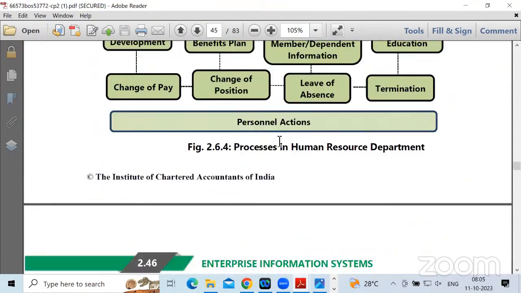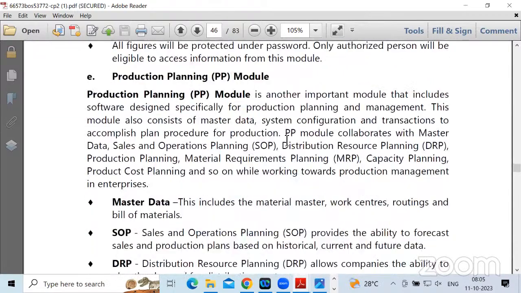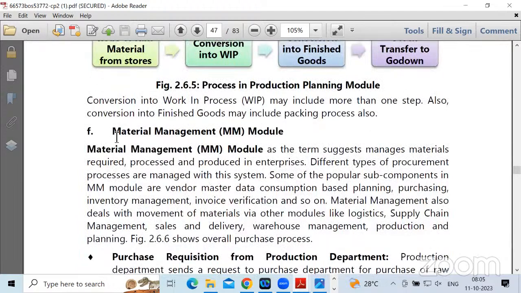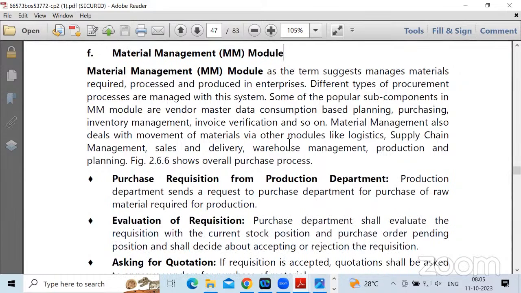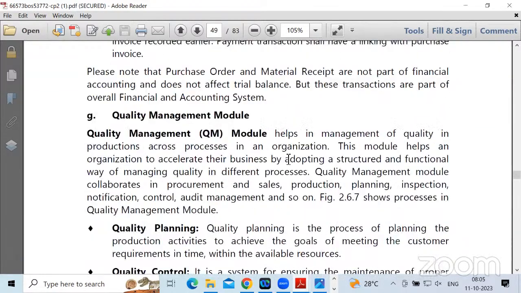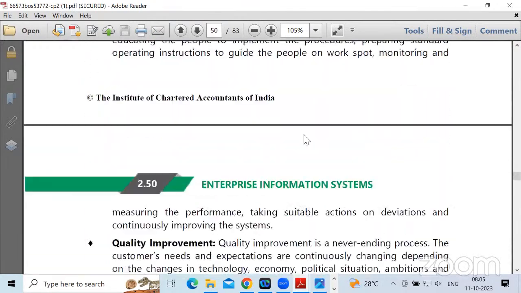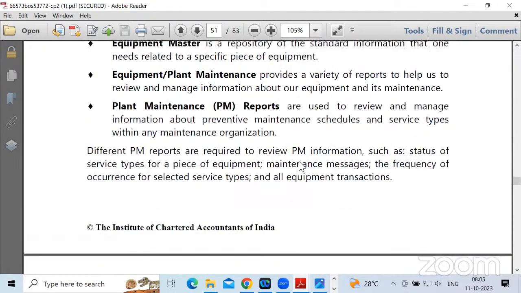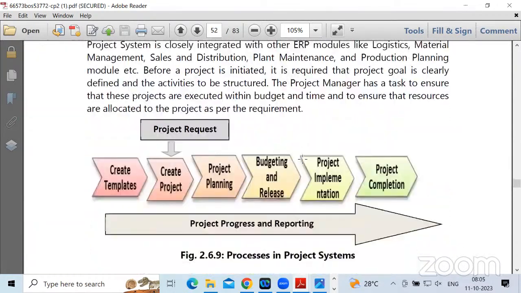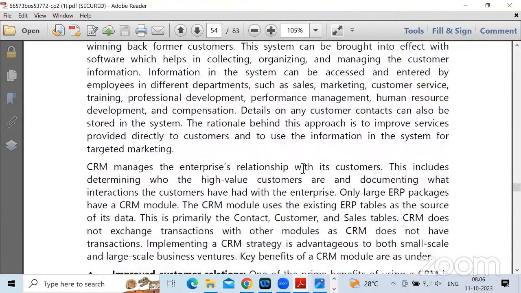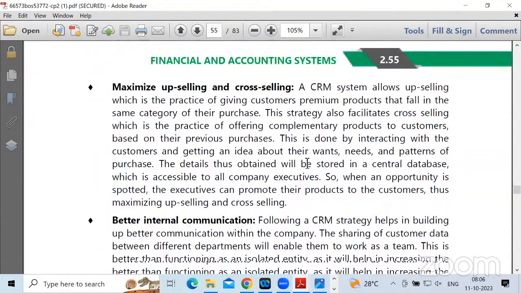HR module: recruit, hire. At least one time you go through this, because a few times they have asked already about the materials management module as well as the production module. So at least have a glance once. The quality module was also asked one time. All are very simple. CRM module.